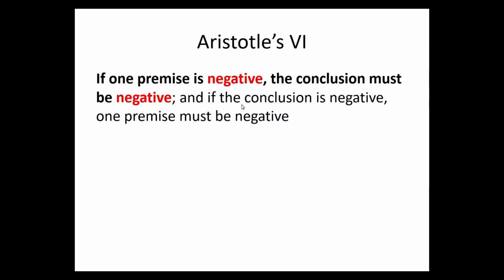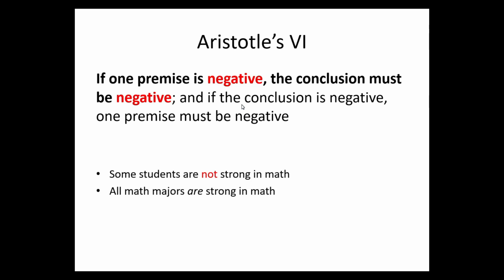Finally, a good rule for those arguments that make your head hurt. If one premise is negative, the conclusion must be negative. Some students are not strong in math. All math majors are strong in math. Therefore, some math majors are students. Well, I know it's true, but does it follow?